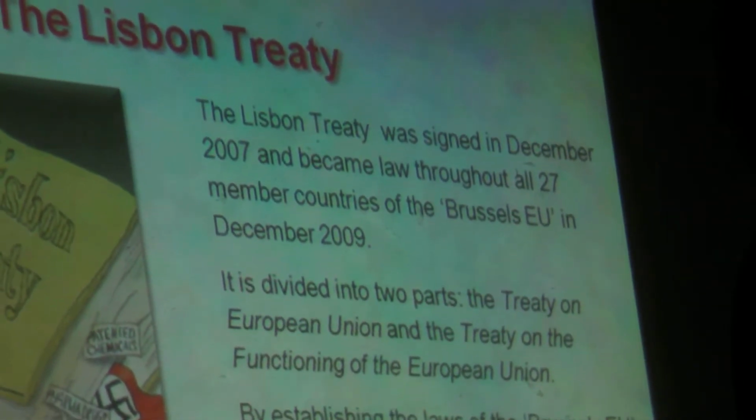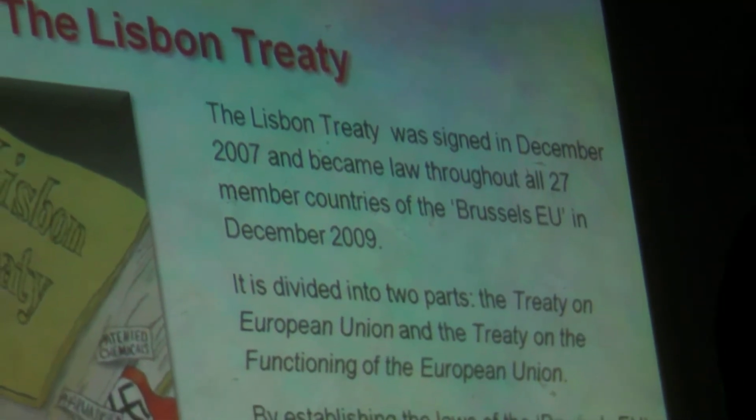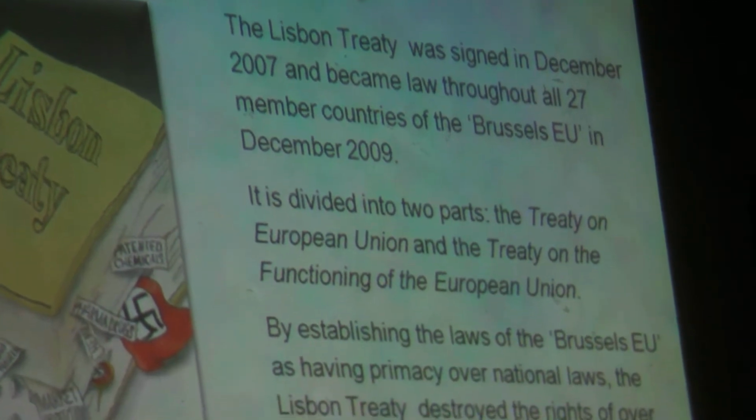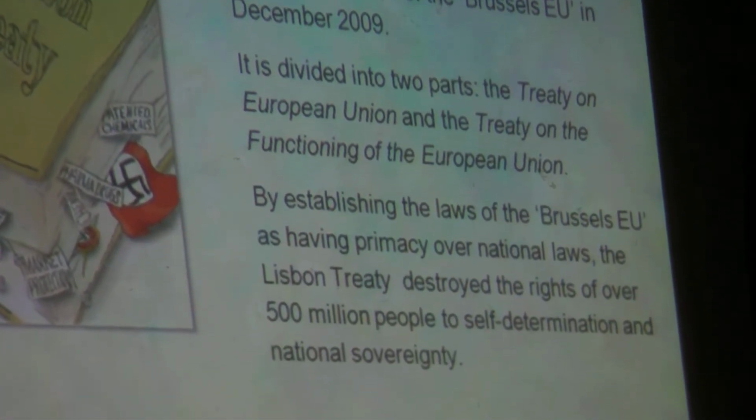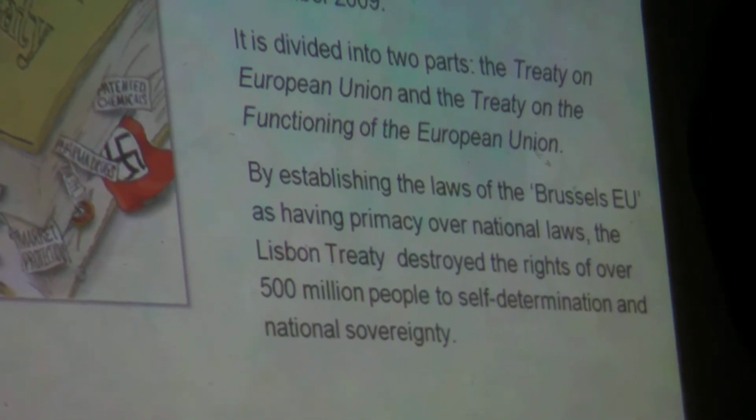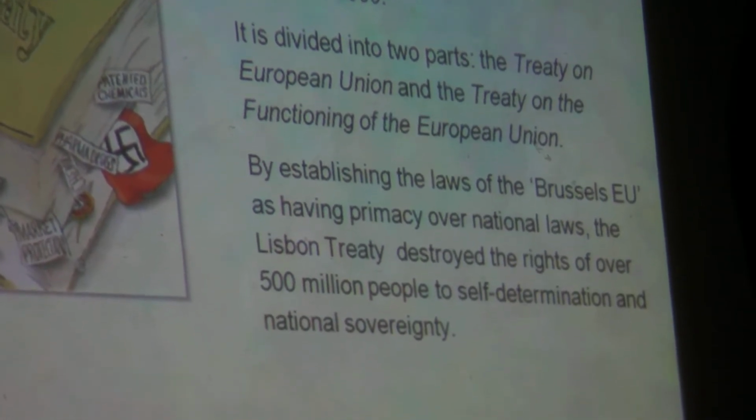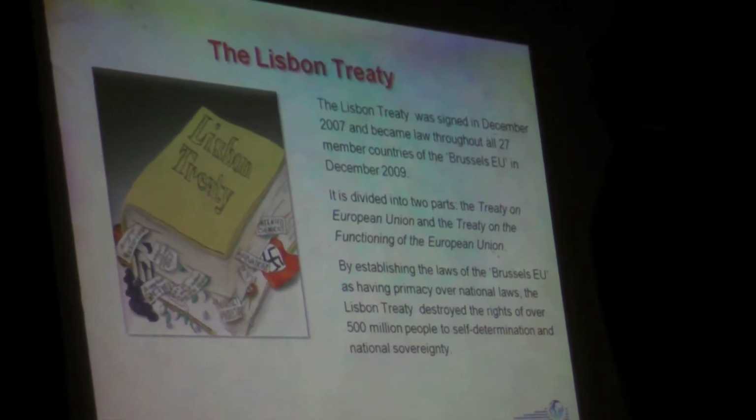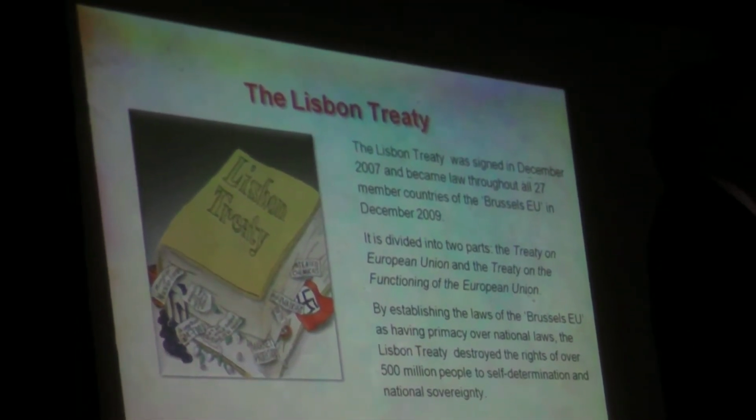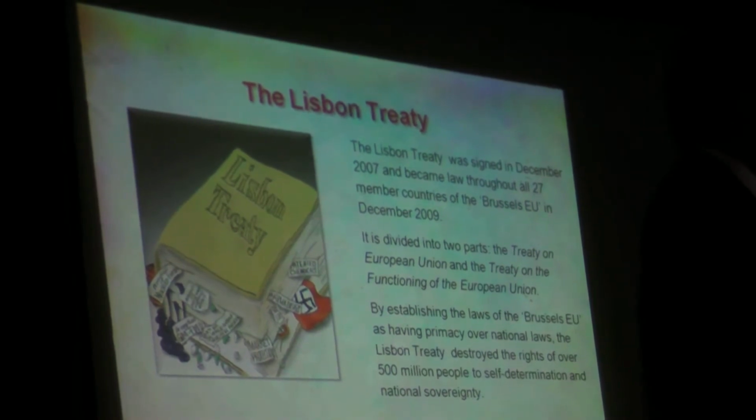It's divided into two parts. There's the Treaty on European Union, and the second part is the Treaty on the Functioning of the European Union. And then after that, at the very end, which most people don't really read, there's a bunch of stuff called protocols. Well, as we'll see in a moment, these include some of the most interesting stuff of all. But what the Lisbon Treaty did, it established the laws of the EU as having primacy over national laws.